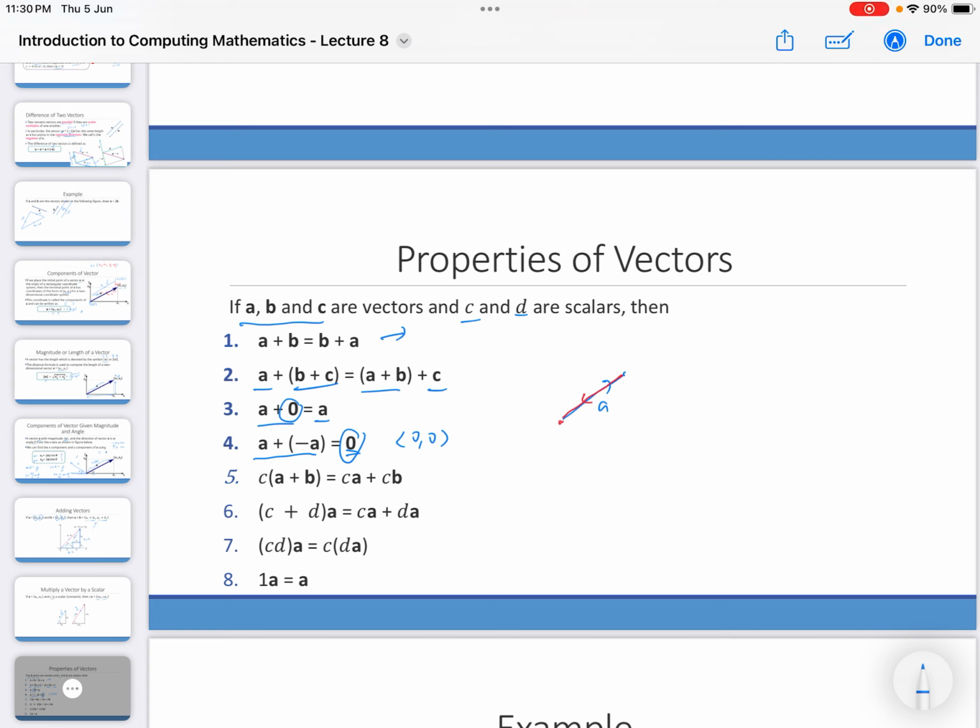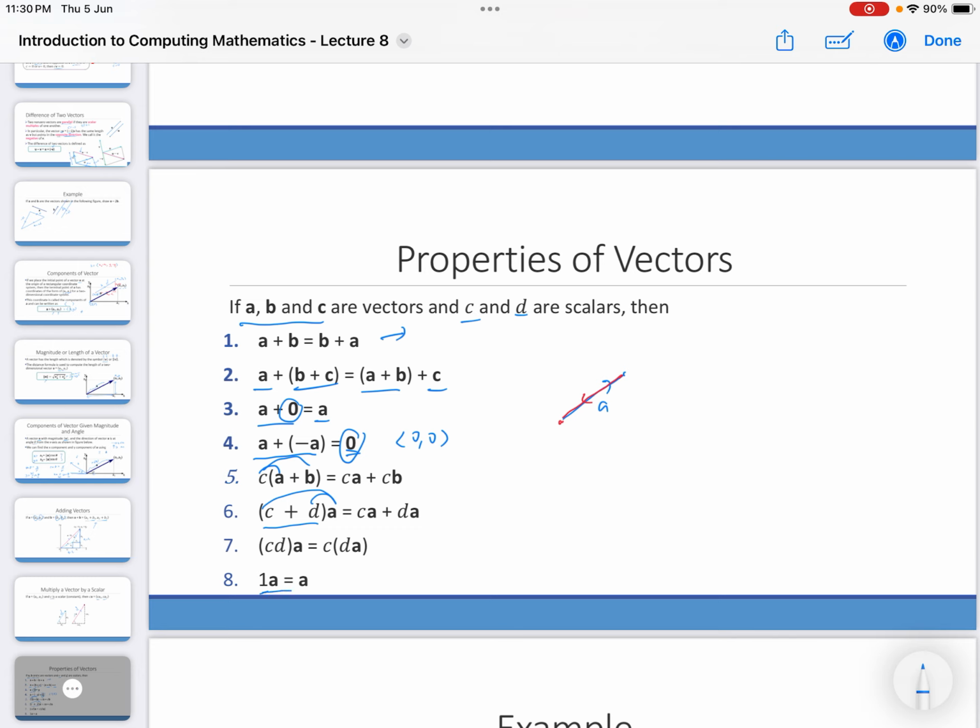So there's no magnitude and no direction. Okay, and then if some scalar c times vector a plus b, this one equals c times a plus c times b. Okay, and then if two scalars, so c plus d times a, this one equals c times a plus d times a. And then c times d times vector a equals c times d times vector a.